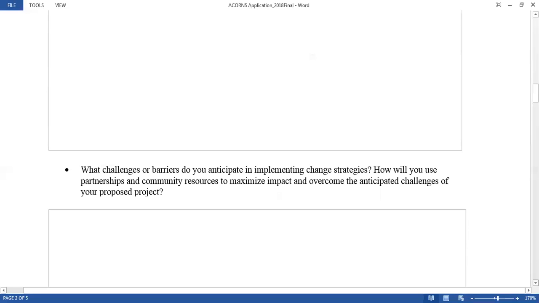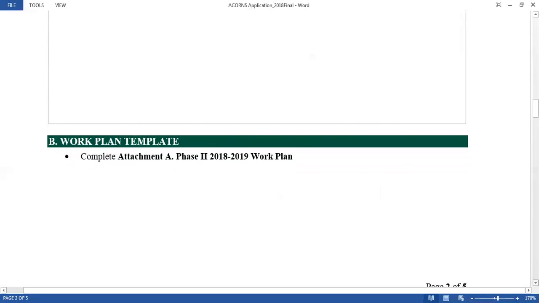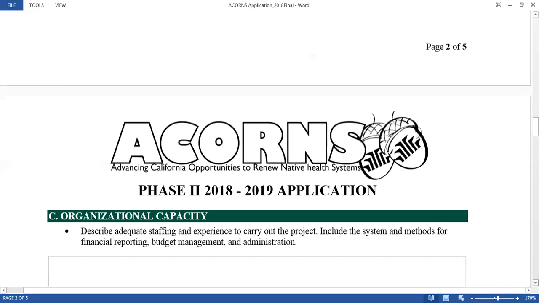So based off of your proposed project activities, what do you expect might be challenges or barriers to completing your project? And then how will you use and leverage partnerships and community resources in order to overcome those challenges and barriers and be able to complete the proposed project activities? The next section is completing attachment A, phase 2, 2018-2019 work plan template. There will be a separate webinar going over that document, and we will discuss that then.